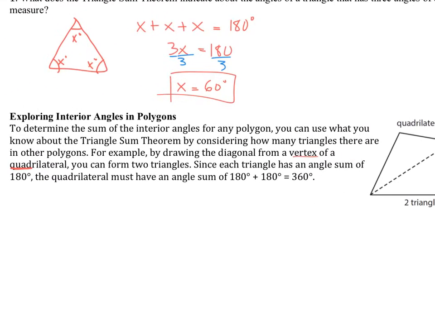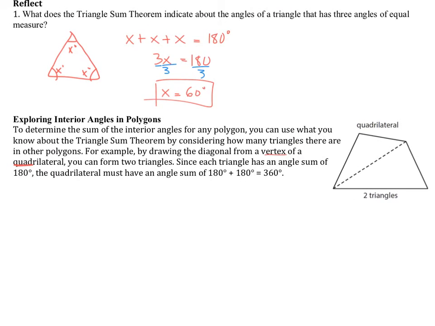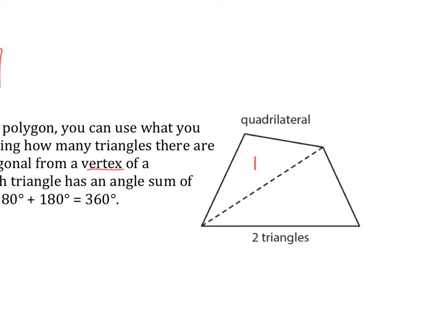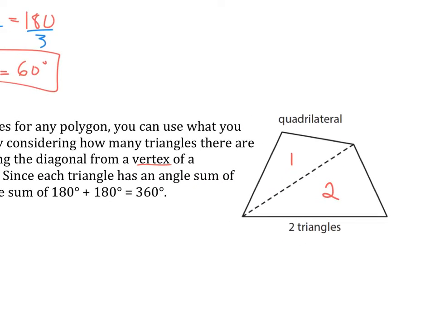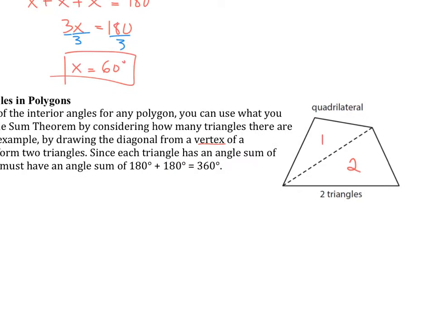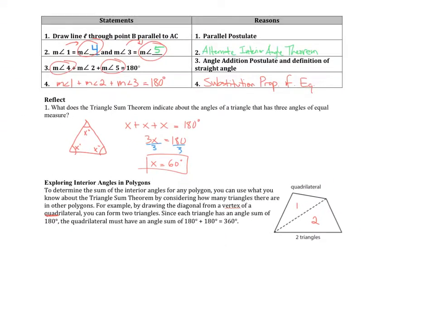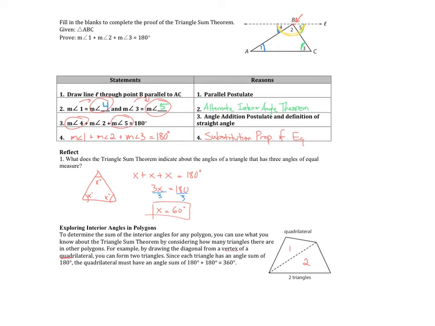The quadrilateral must have an angle sum of, since each triangle has an angle sum of 180, the quadrilateral has to have 2 of those, right? These 1 and 2 triangles make 180 apiece, so 180 plus 180 equals 360. So go ahead and turn the page.